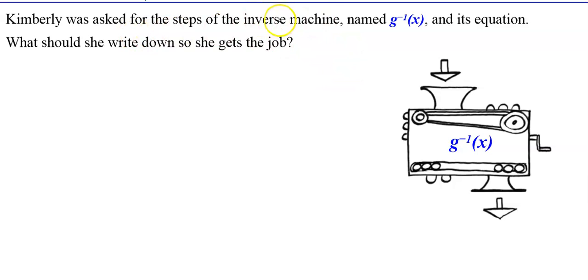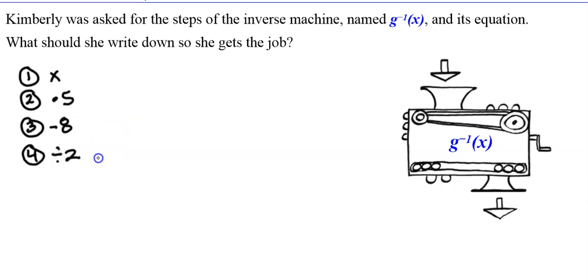So Kimberly was then asked for the steps of the inverse machine for this equation. If you remember, the first thing that we did was we put in x. X goes in. The second thing we did was we multiplied by 5. The third thing we did was we subtracted 8. And the fourth thing that we did was we divided by 2. Now we're going to do the inverse of that, which reverses all this order. So the inverse takes this, and the fourth step becomes the first, so we do everything backwards. So now the fourth step is first.